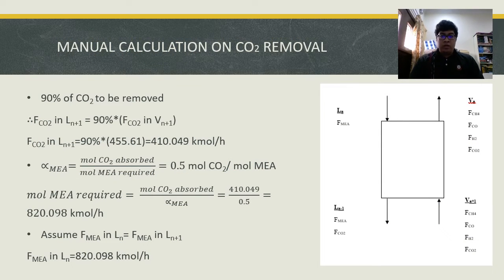Now, the diagram shown on this slide here is our material balance for the absorption process. Since 90% of CO2 is to be removed, the molar flow rate of CO2 in the stream Ln+1 should equal 90% of the molar flow rate in stream Vn+1. Based on the calculations here, we managed to get the molar flow rate of CO2 to be removed, and by using the MEA CO2 loading capacity, we are able to calculate the moles of MEA required to remove the CO2. Assuming that the molar flow rate of MEA in stream Ln+1 equals that in stream Ln, we can say that the MEA molar flow rate is the same in Ln.